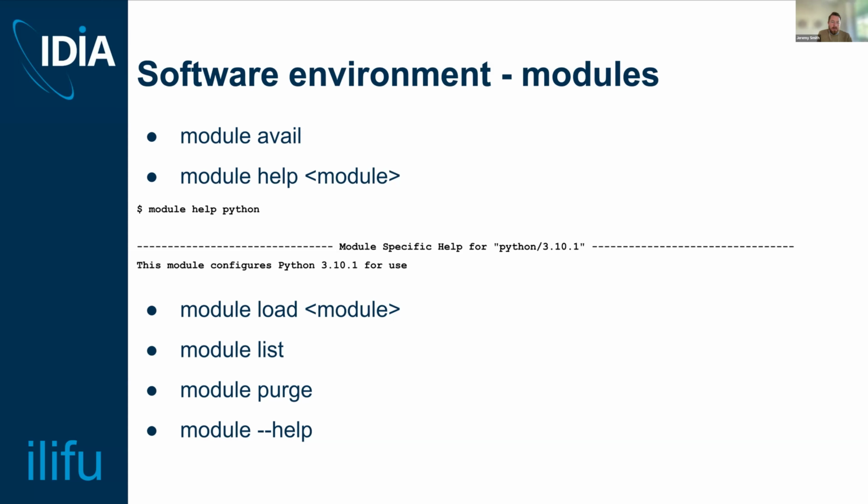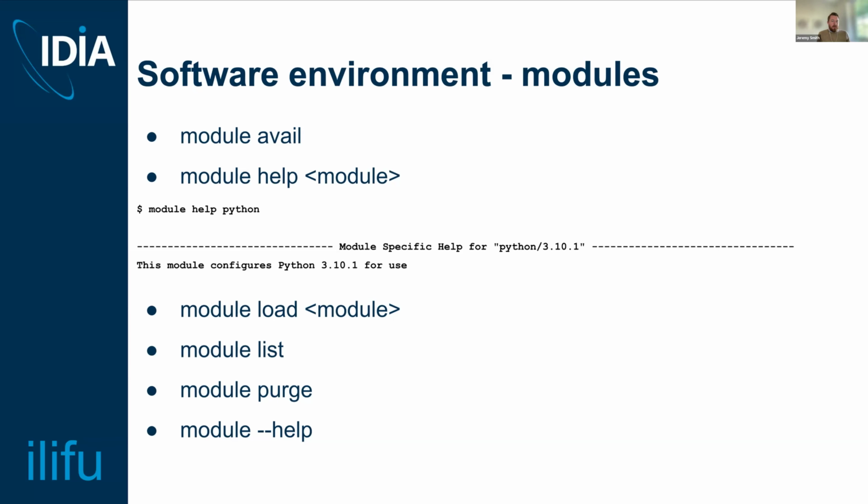You can load a module using module load and then specify the module name. You can also use module add, which does the same thing. Then you can run module list, which will show all the currently loaded modules in your environment. Module purge will remove all the modules in your environment. And there's maybe a bunch of other commands to use with modules, and you can view the manual, the documentation, just using module --help.